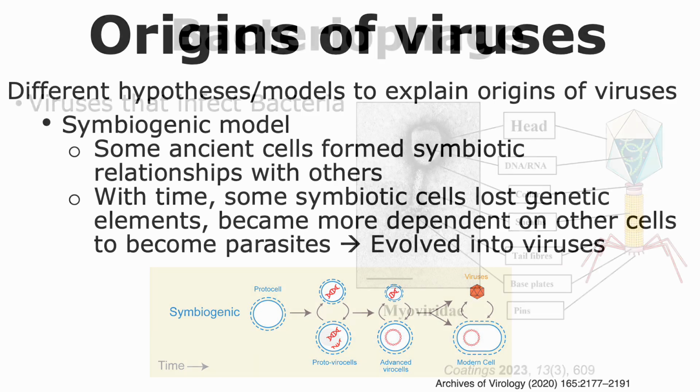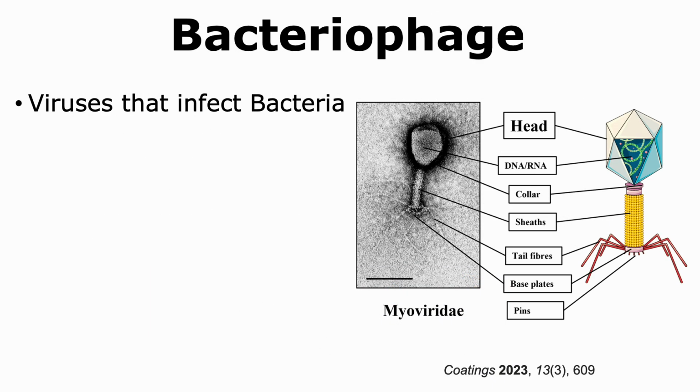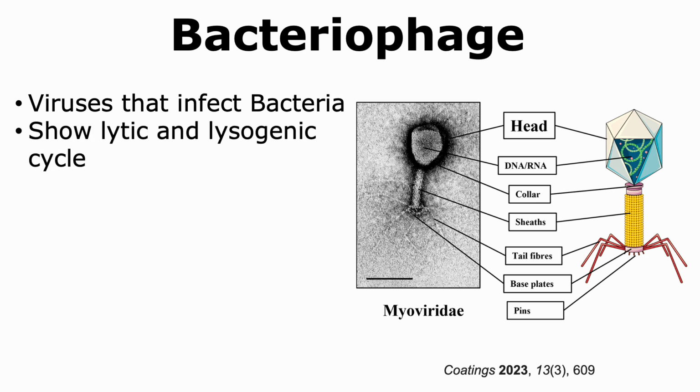We have viruses that can infect organisms in every kingdom of life. The first set of viruses we're going to look at are bacteriophages, which are viruses that infect bacteria. Some viruses can show both lytic and lysogenic cycles.